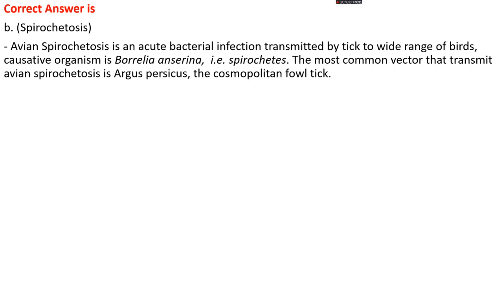Avian spirochetosis is an acute bacterial infection which is transmitted by ticks to a wide range of birds. The causative organism of avian spirochetosis is Borrelia anserina, a spirochete, and the most common vector that transmits avian spirochetosis is Argas persicus, a cosmopolitan fowl tick.